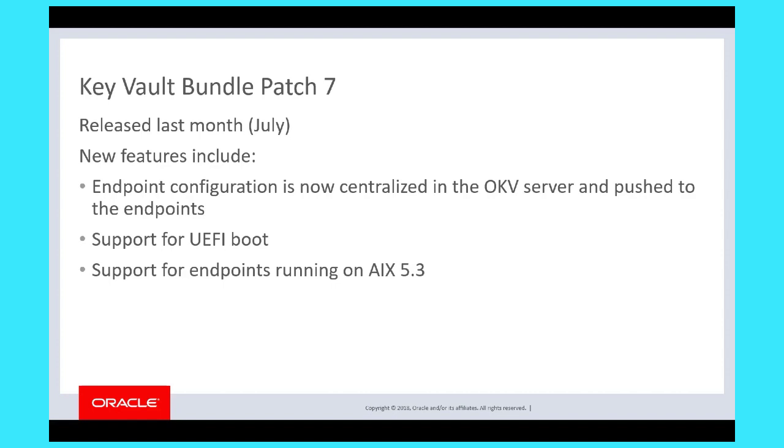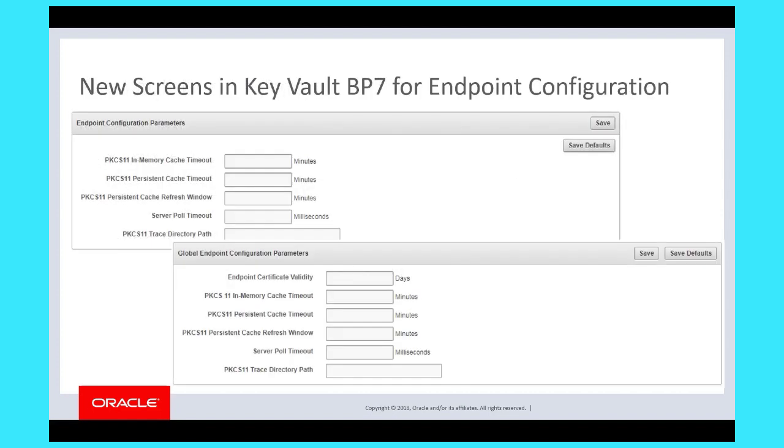But the big new feature in Bundle Patch 7 is the ability to centrally manage endpoints. We now give you the ability to control your endpoint configuration from the Key Vault console rather than having to travel to each endpoint and update configuration files. So you'll see 2 new screens in Key Vault. One of them is per endpoint. You can control the settings at each individual endpoint, and the other is global. You can set global settings that are across all endpoints unless overridden by individual endpoints.